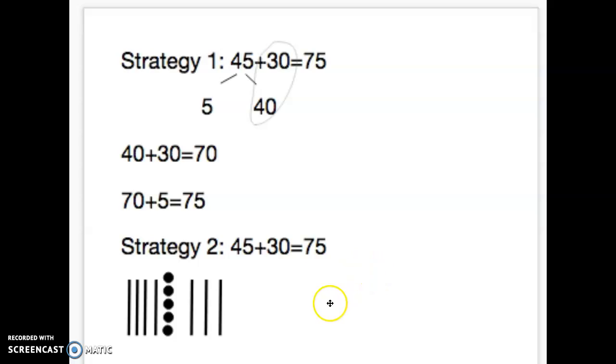Strategy 2 is drawing with quick tens and ones. I have 4 tens and 5 ones plus 3 more tens. This is 40 plus 30 is 70, and then 5 ones, 75.